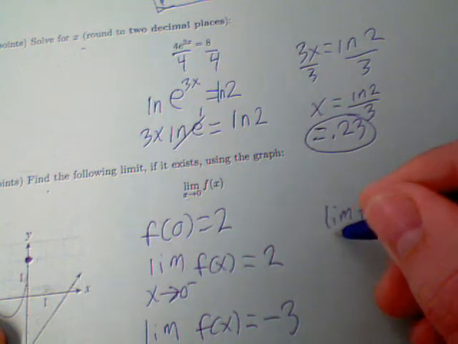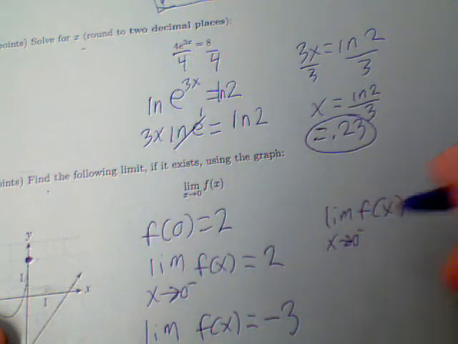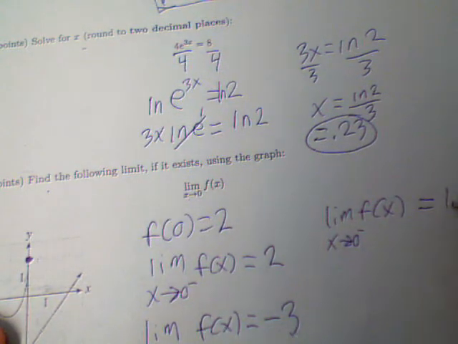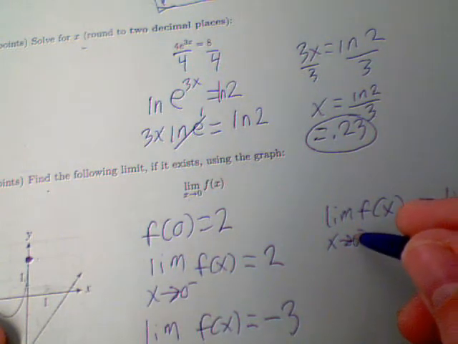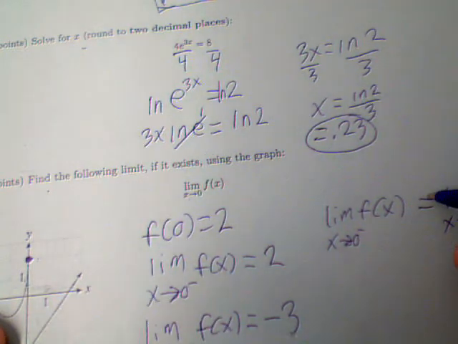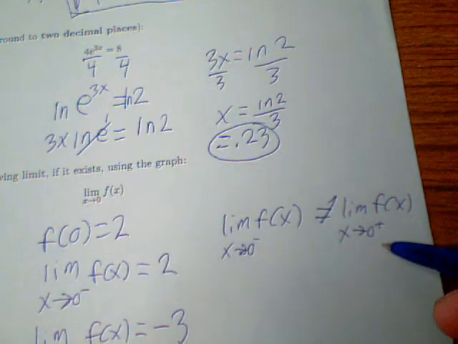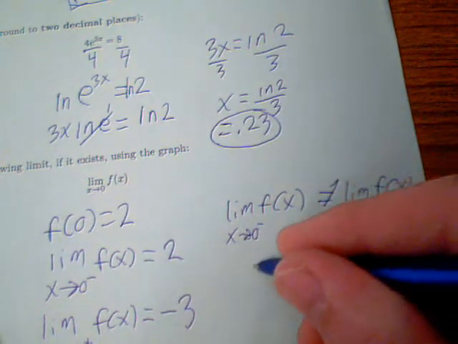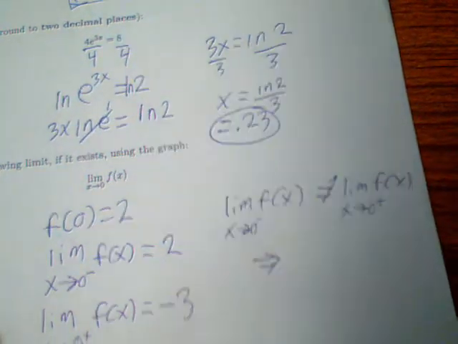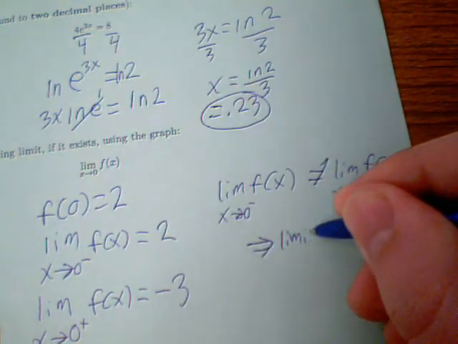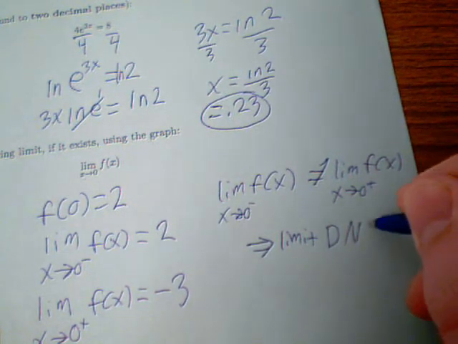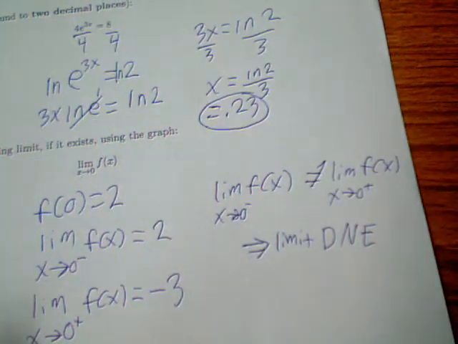Well, the limit as x approaches 0 from the left, and the limit of f of x as x approaches 0 from the right. So limit from the left, limit from the right. These are not equal. This tells me the limit does not exist. Okay.